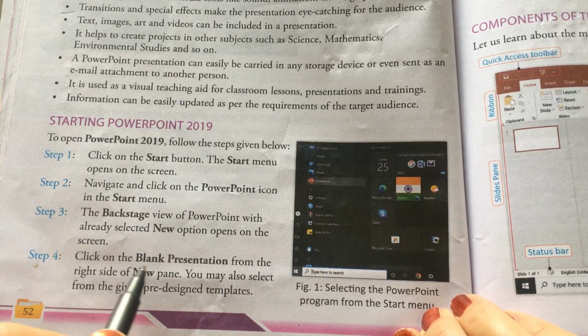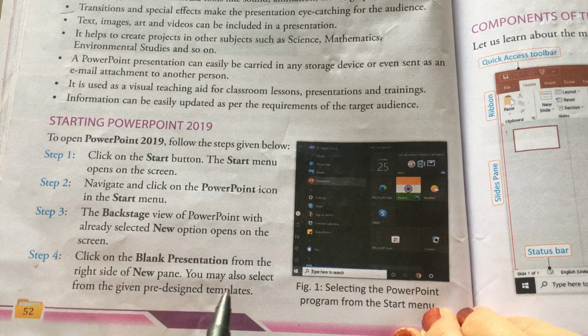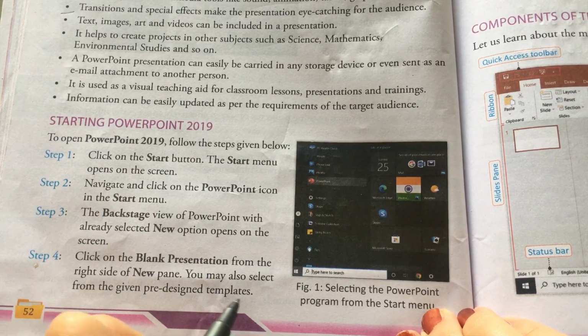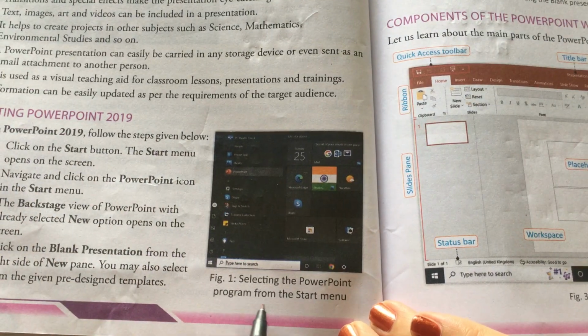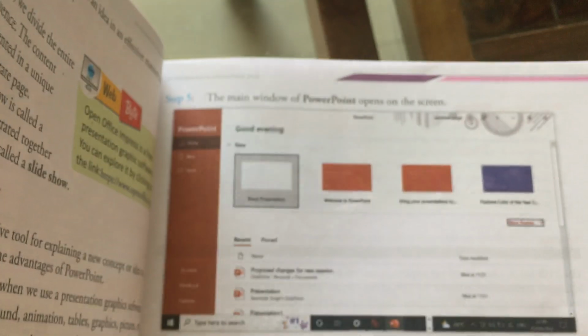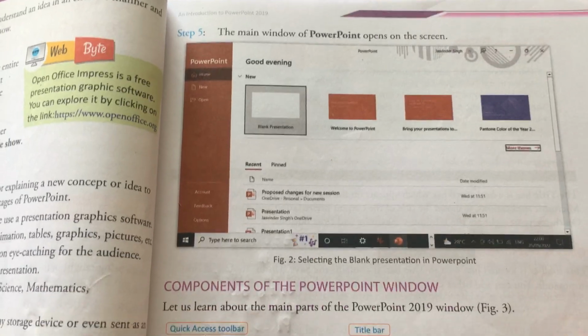4. Click on the blank presentations from the right side of new pane. You may also select from the given pre-designed templates. So this is the selecting the PowerPoint program from the Start menu. And the last step is the main window of PowerPoint opens on the screen.